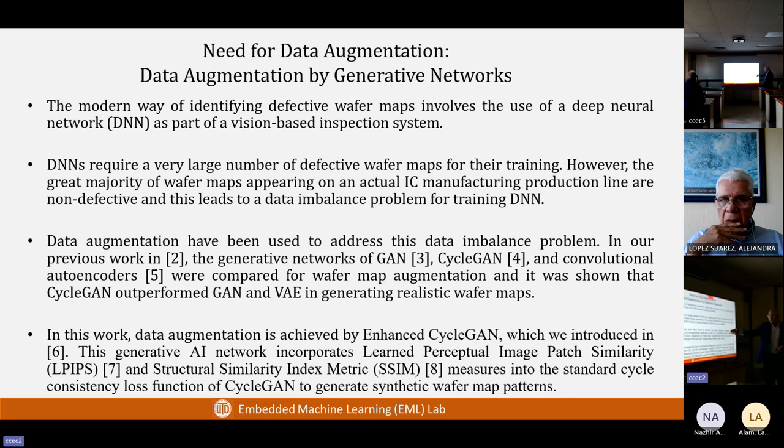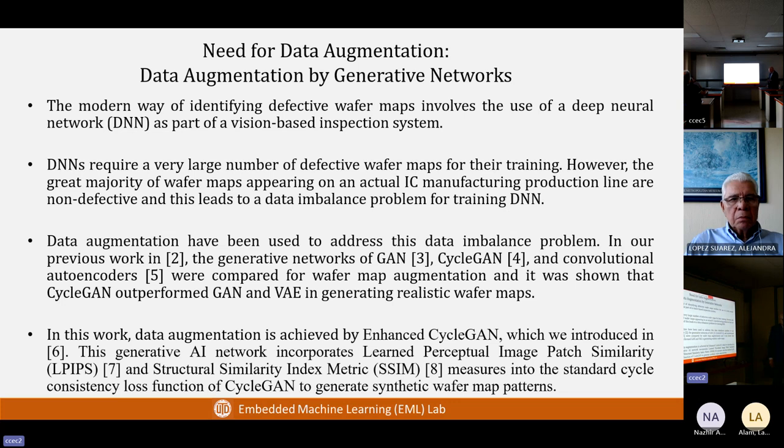So in our previous work, we compared three types of generative networks, GAN, VAE, and CycleGAN. These are very popular generative AI networks. And we showed that CycleGAN generates better synthetic images, and what I mean by better is images that are closer to real images than other types of generative networks. We also came up with our own generative network called Enhanced CycleGAN to improve the creation of these synthetic images.